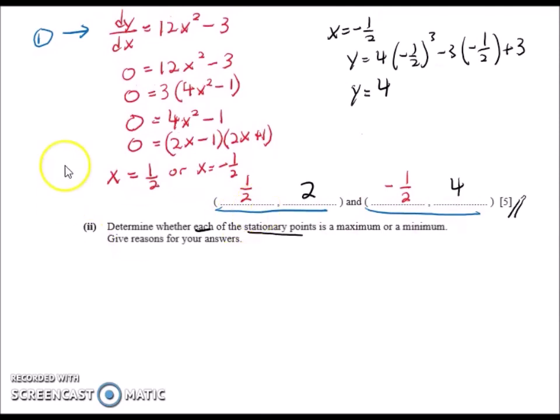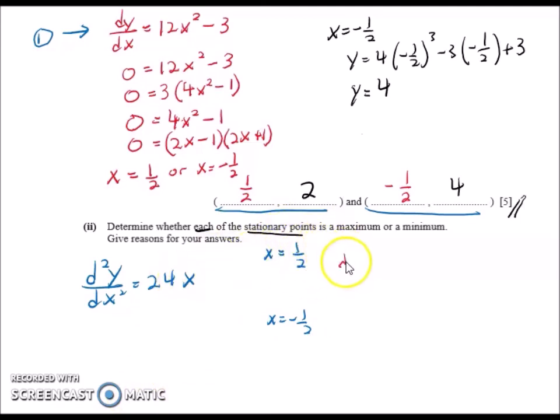Okay, so we are going to do the second differentiation. We just have to differentiate the first one right over here, so it will become 24x, and here will be 0. So now we have two values, x is 1 over 2 and x is negative 1 over 2. So we just have to substitute this x value into here.